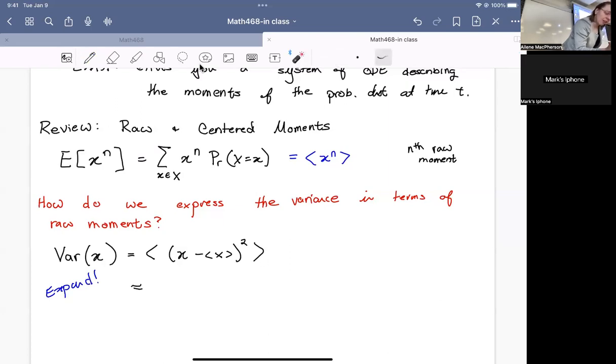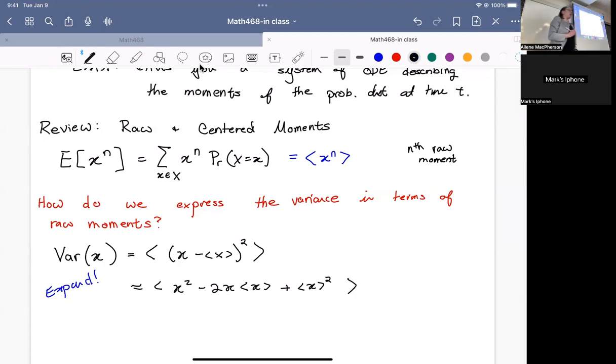So we currently have this quadratic term in here, and it's all mixed up, so we have to start expanding. So we have x squared minus 2x, the mean of x, plus the mean of x squared, and we want to take the expectation of that whole quantity. I just expanded what was on the inside. Okay, does anybody have a suggestion of what I do next?